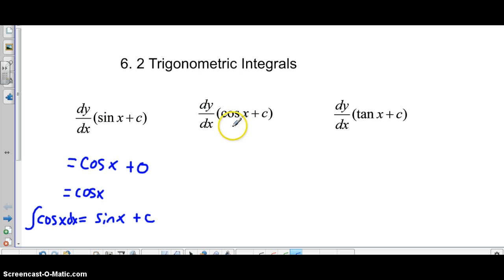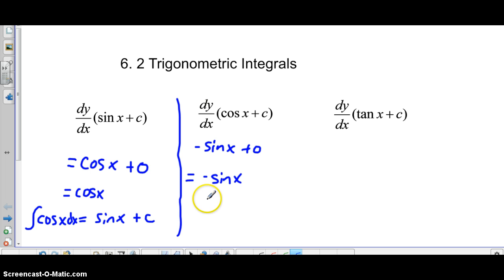If we look at the derivative of cosine of x plus c, remember the derivative of cosine is negative sine of x. Let's just put a line in the middle here. And the derivative of c, a constant, would be 0. So our derivative of cosine of x plus c would be equal to negative sine of x. Therefore, if we took the integral of sine of x dx, we would get a negative cosine of x plus c. And this is because when we take the derivative of cosine of x plus c, we get negative sine of x. So if we're going to be taking the integral of the positive sine of x, that would be equal to the negative cosine of x plus c.